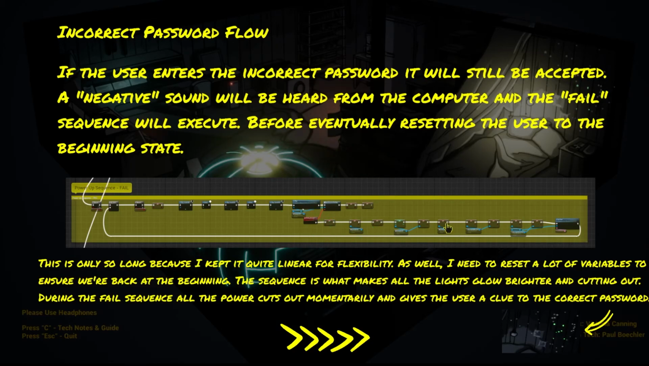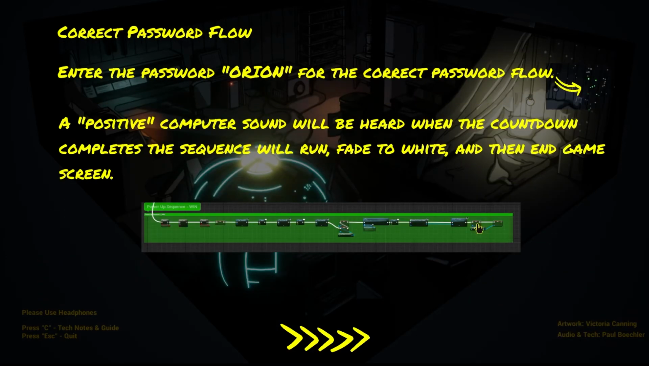And then the only reason why this back half looks a little bit long is because I'm resetting all the variables for the computer and the generator if you get the incorrect flow. And then in the correct one, like I mentioned, the password is Orion, and basically when we enter that, it's just going to kick off the flow for the end of the game.